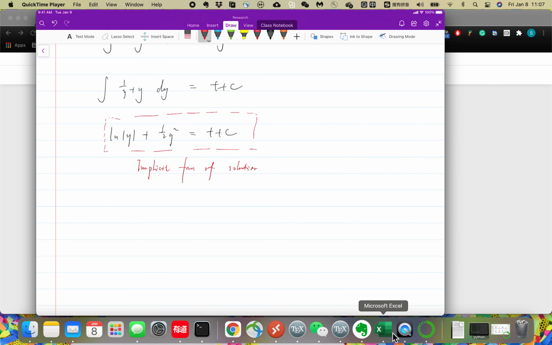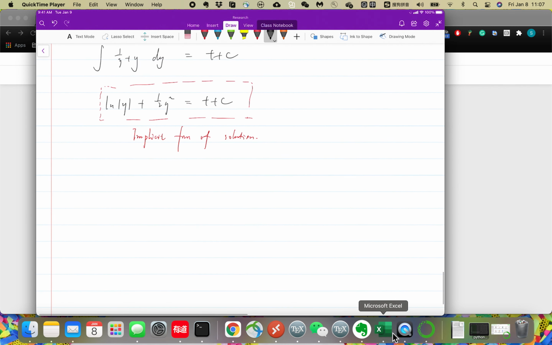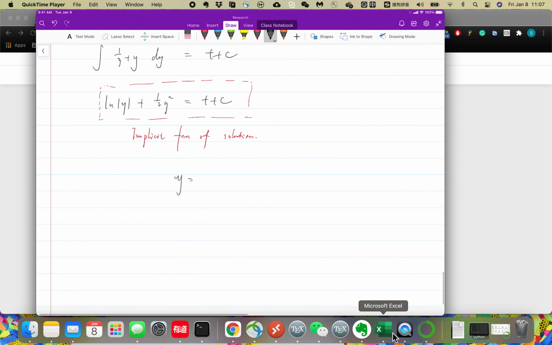So just some ideas to show you, sometimes it's nice if you could write everything in this way, but sometimes you may have to stop at the implicit solution. Otherwise, it's simply just not solvable.